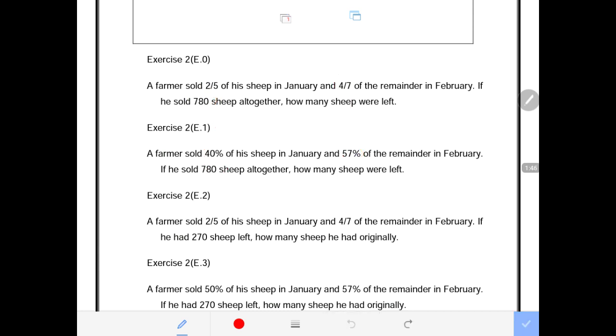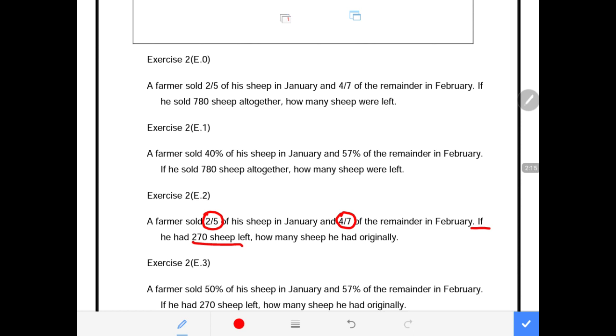In the third scenario, I have the same fraction sold in the first month and the same fraction sold in the second month, but it says if he had 270 sheep left, not sold. Previously it was 780 that were sold. Now if he had 270 left, how many sheep did he have originally? The question has shifted a little bit.